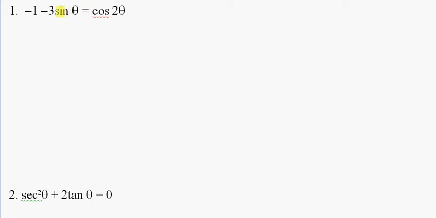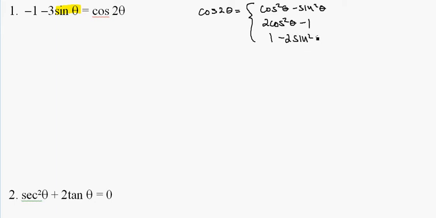So again, we have a linear term here of sine 2 theta, sine theta. So therefore cosine 2 theta has three different versions. I'll write them all here. Cosine squared theta minus sine squared theta, 2 cosine squared theta minus 1, and 1 minus 2 sine squared theta. Since this is a linear term, the best of these three to choose to make this equation easy to deal with is 1 minus 2 sine squared theta.